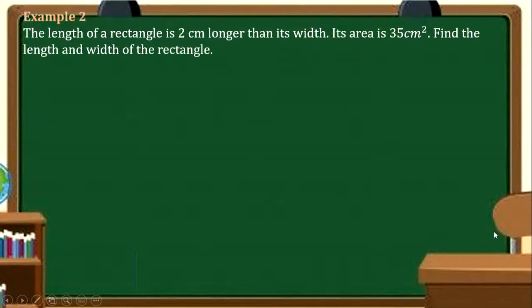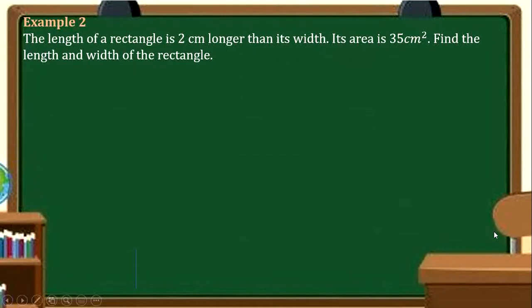Okay, next, number 2. The length of a rectangle is 2 centimeters longer than its width. The area is 35 centimeter squared. So, find the length and the width of the rectangle. So, ang given naman dito, yung length daw ng rectangle ay 2 centimeters longer than its width. So, longer, ibig sabihin, magdadagdag tayo ng 2 centimeters sa width para makuha natin si length. So, that is by addition.